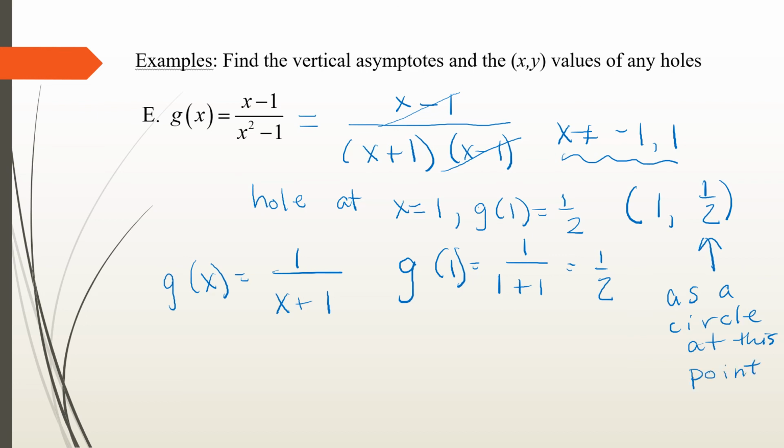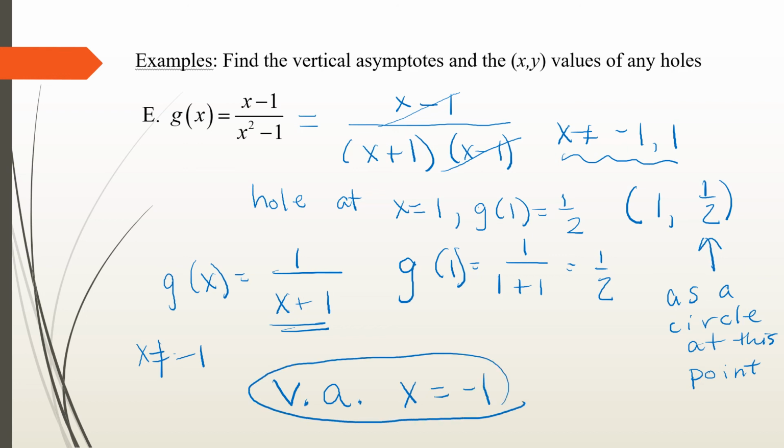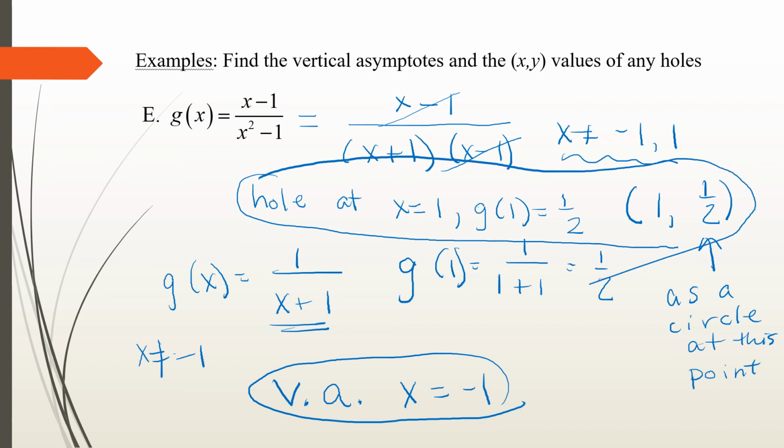Now we still have a restriction here. x plus 1 is still in the denominator, so x still cannot equal -1, so we have a vertical asymptote at x equals -1. So we have a vertical asymptote, and we have a hole at (1, 1/2).